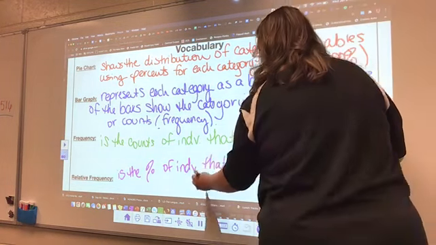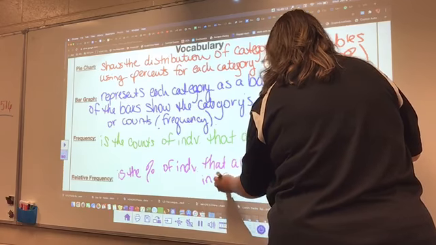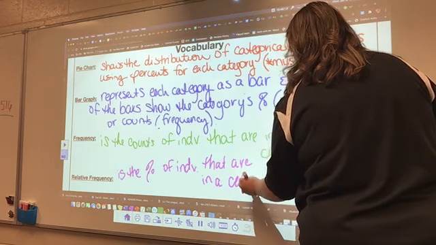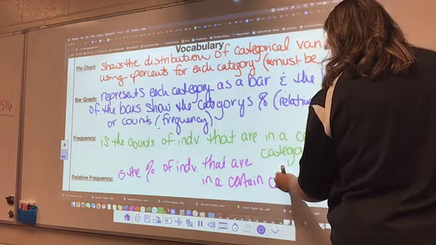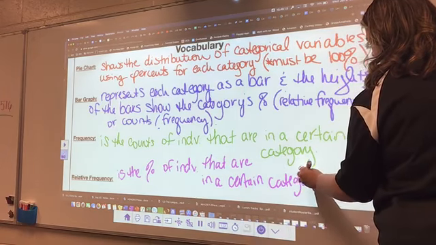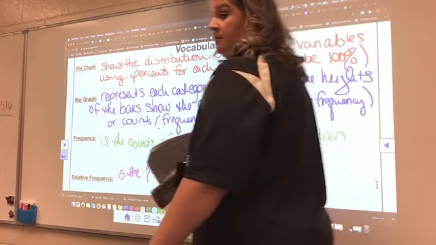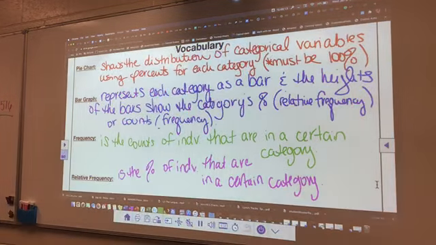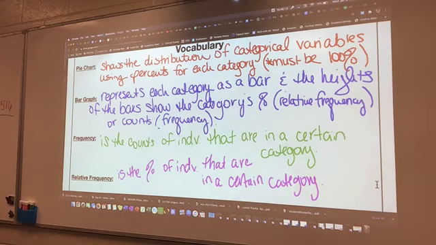Individuals that are in a certain category. So frequency is the counts of whatever, and then relative is the percent based off of those. And we're going to be, of course, practicing wonderful examples of all this jazz.